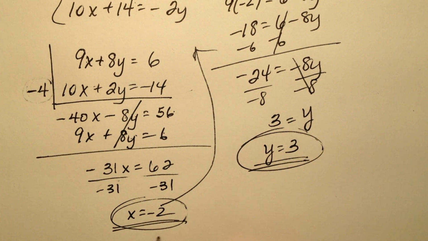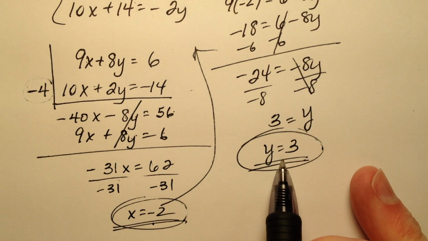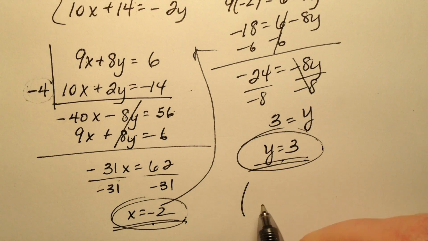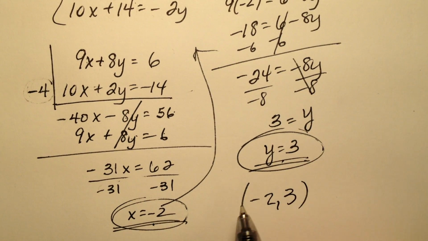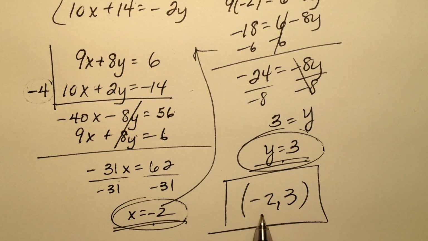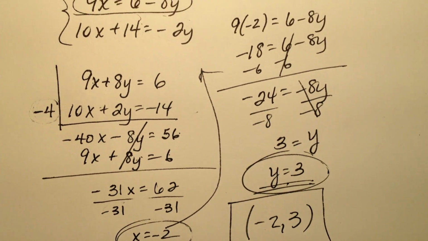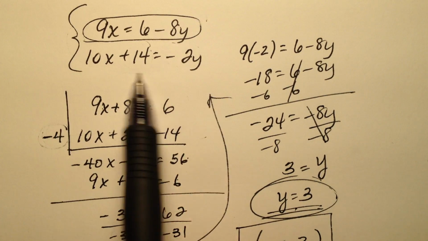So now I have both values, x as negative 2, y as positive 3. So I can write the solution as an ordered pair. And this ordered pair, negative 2, 3, is going to be the solution of this linear system.